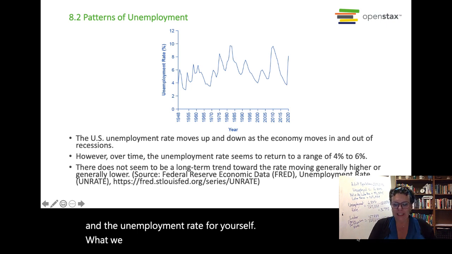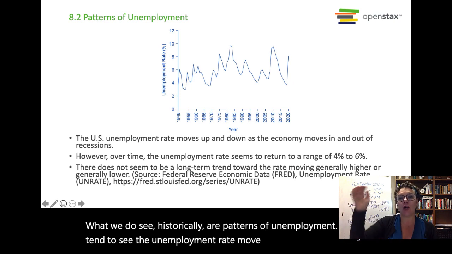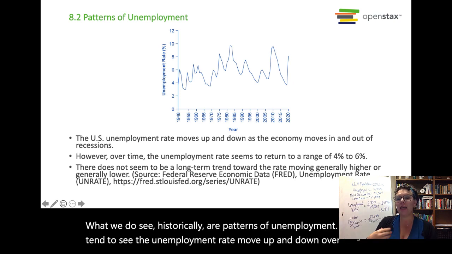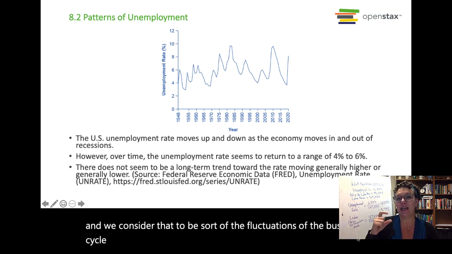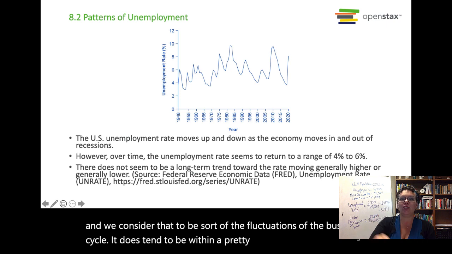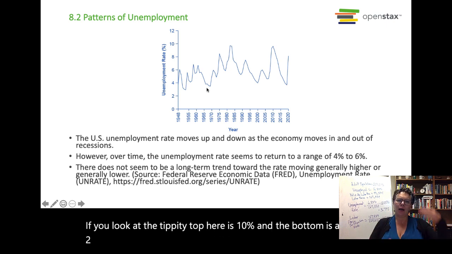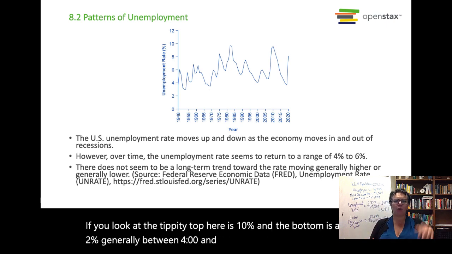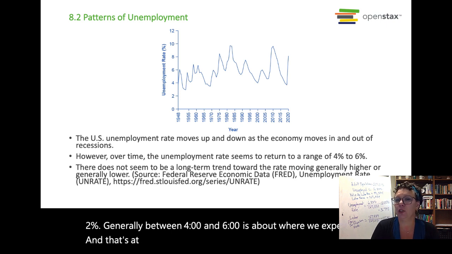What we do see historically are patterns of unemployment. We tend to see the unemployment rate move up and down over time. And we consider that to be sort of the fluctuations of the business cycle. It does tend to be within a pretty narrow range, though. If you look, the tippity top here is 10%, and the bottom is about 2%. Generally between 4 and 6 is about where we expect it. And that's a trend we expect to persist.